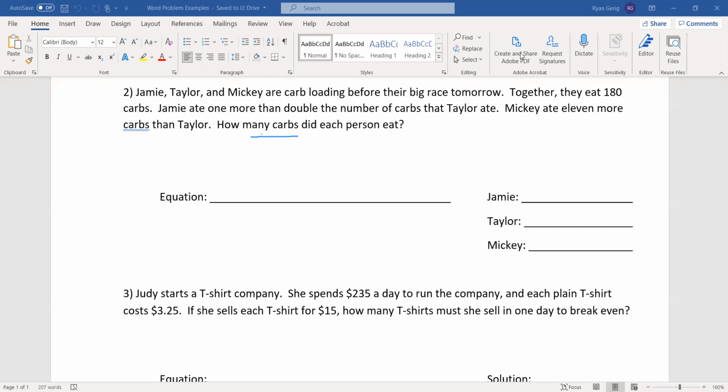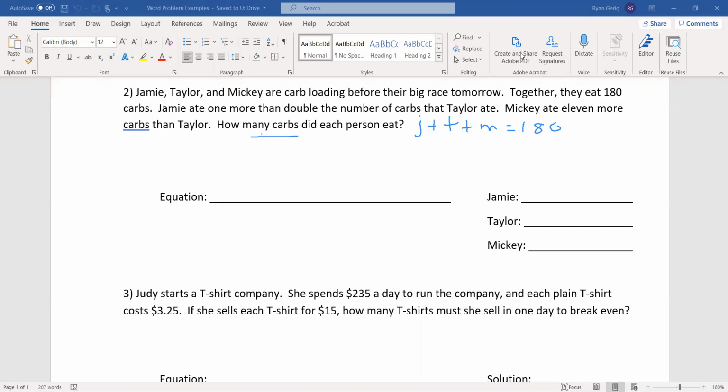So I actually have 3 variables here. I've got J plus T plus M, and those are all the number of carbs each person ate. If you add them up, they equal 180. The problem with that is I can't do anything with it. They didn't eat the same amount, so I need to change one variable into an expression containing a different variable. Now, this is the first type of problem we've had with this.